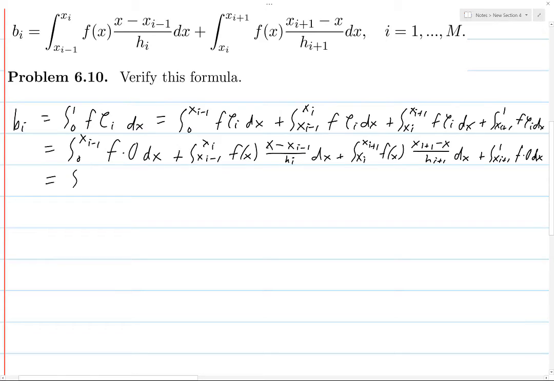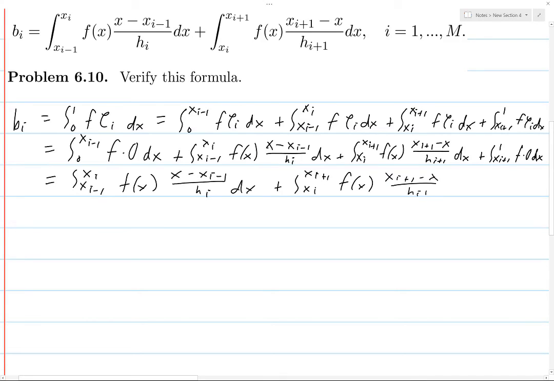And so what you end up with is the integral from xi minus 1 to xi of f of x times x minus xi minus 1 over hi dx, plus the integral from xi to xi plus 1 of f of x times xi plus 1 minus x over hi plus 1 dx. And that's exactly what we wanted, so we're done.